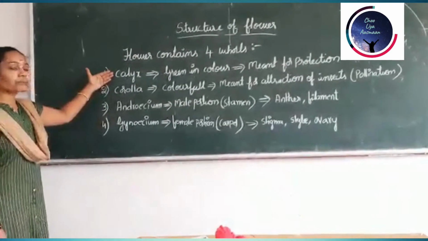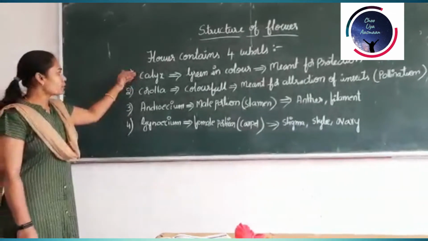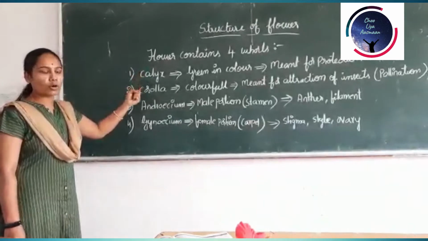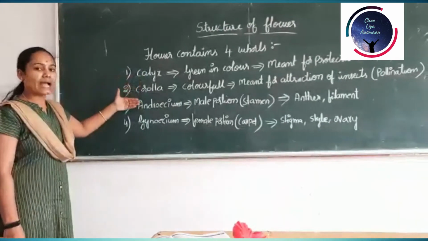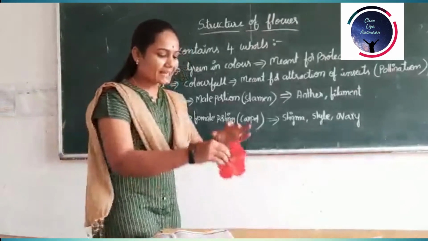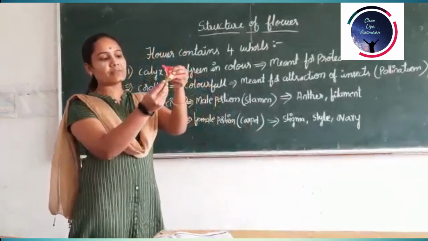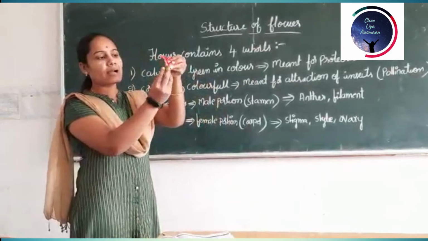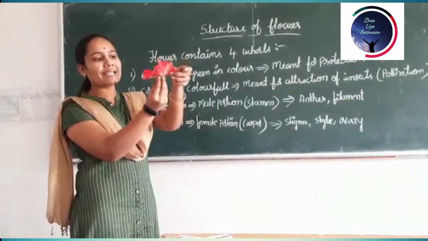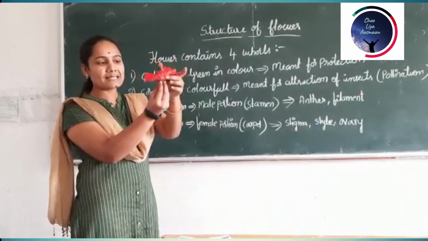Calyx is the outer whorl of a flower. This outer whorl will help in protecting internal organs, that is corolla, androecium and gynoecium. So let me show the calyx part. This is the calyx part which is green in color, and this is the outer whorl of a flower. It is protecting all the internal parts which are lying inside.